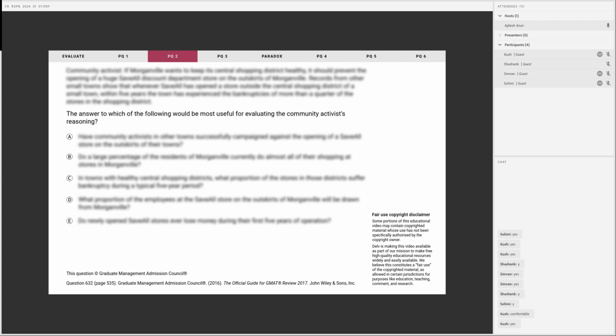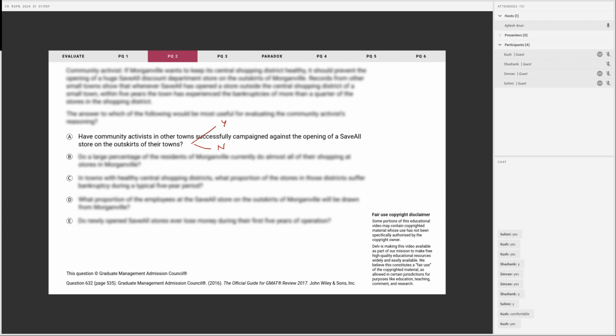A lot of these evaluate questions will use the word evaluate itself. Option A: Have community activists in other towns successfully campaigned against the opening of a Save All store on the outskirts of their towns? The answer to this could be yes or no, but all that this information will tell us is whether they've been successful or not. But the reasoning that the community activist is using, the thing about bankruptcy rates, is that correct or not? This information won't help us evaluate the reasoning of the community activist.